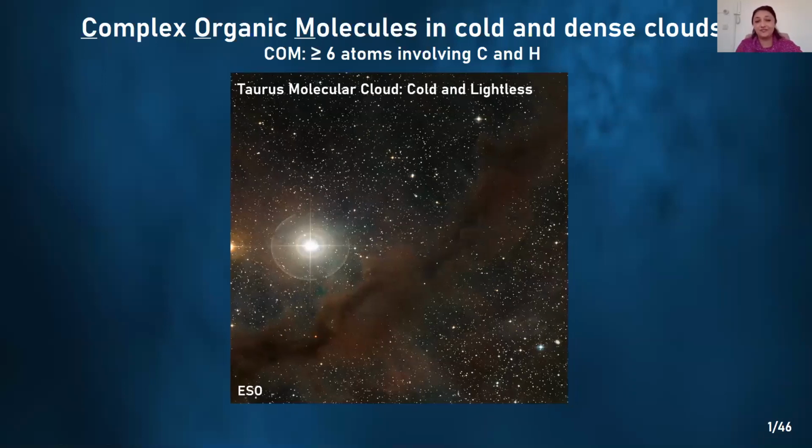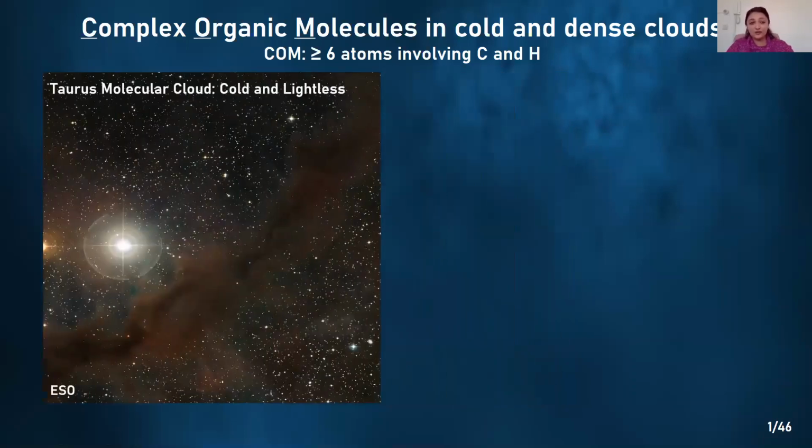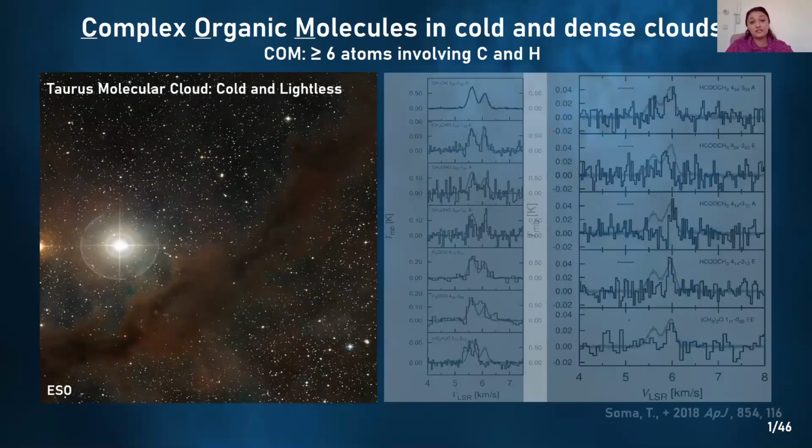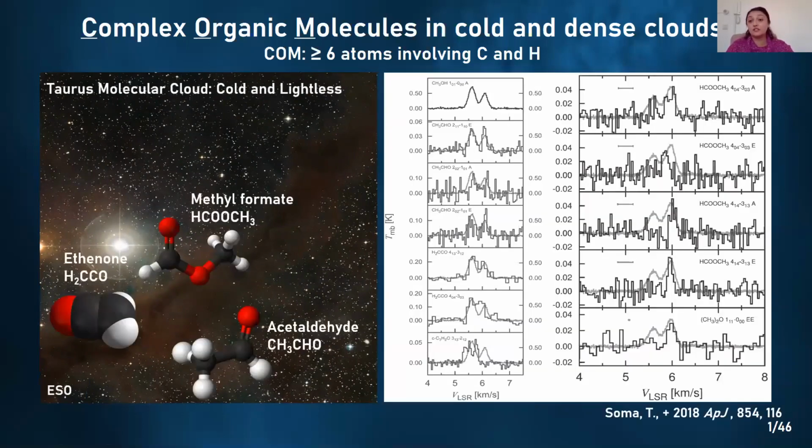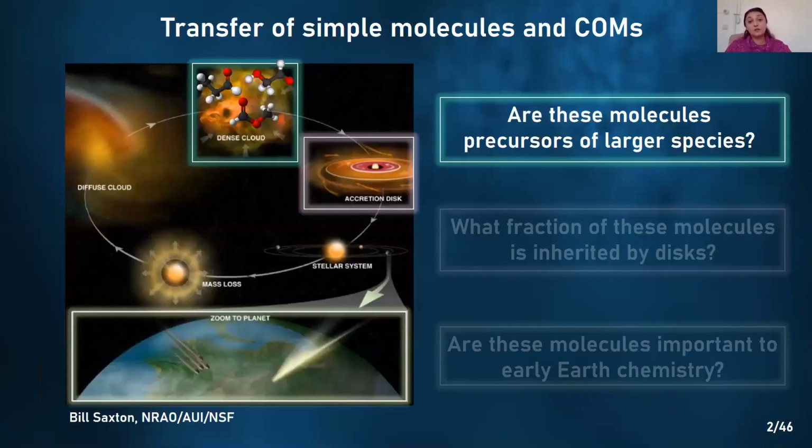However, observations show that complex organic molecules are formed in these clouds and can be made on dust grains. For example, signatures of methyl formate, acetaldehyde, and ethanol have been detected in the Taurus molecular cloud. These species that are formed in the ice can then potentially be transferred to the next stages of star formation and/or influence the chemistry in those stages.